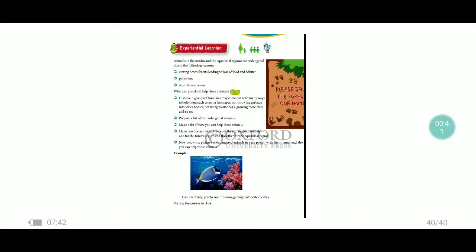The experiential learning. Children, you have already learned that due to deforestation and pollution, there is global warming, and you also know that there are many animals which are extinct, meaning they are dying and we need to save them. You have to make a poster of such an endangered animal and what you can do to help them. Do this activity in your scrapbook.